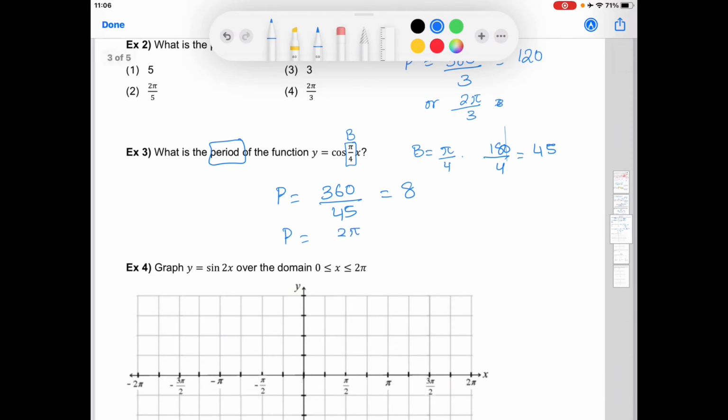Or if you want to use your radians, 2 pi over pi over 4. Then I have to have my angle also in radians. You do keep change flip, so it'll be 2 pi times 4 over pi. The pi's cancel out. 2 times 4 is 8. So no matter which way you did, you ended up with the same answer, right? But again, if you're working in degrees, then your formula should have 360 over your b. If you're working in radians, then you should have 2 pi over the actual angle in radians, okay?